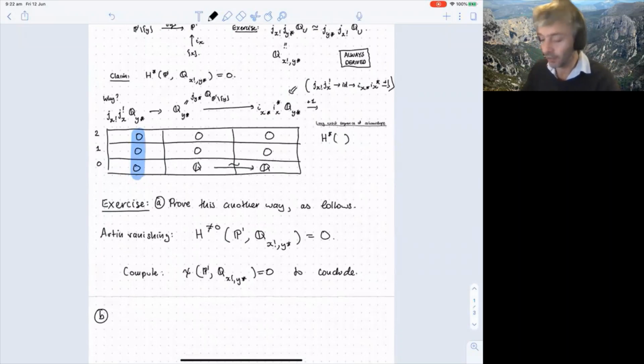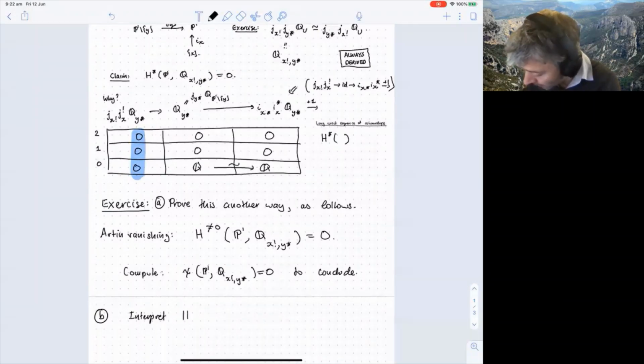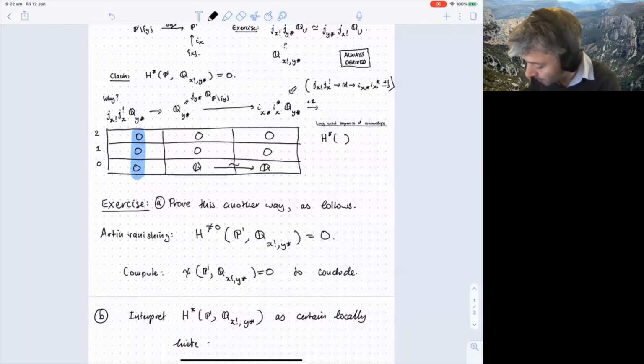Exercise B. So this is very useful because it illustrates this general principle of using Artin vanishing. Exercise B is just more for fun. Interpret the cohomology of P1 with values in this sheaf as certain locally finite chains. So you can interpret this sheaf cohomology as some mix of Borel-Moore and normal homology and conclude immediately.